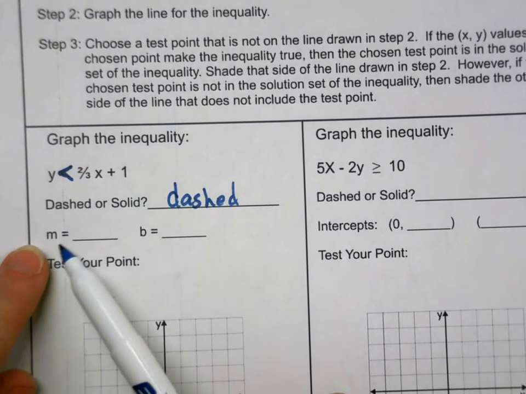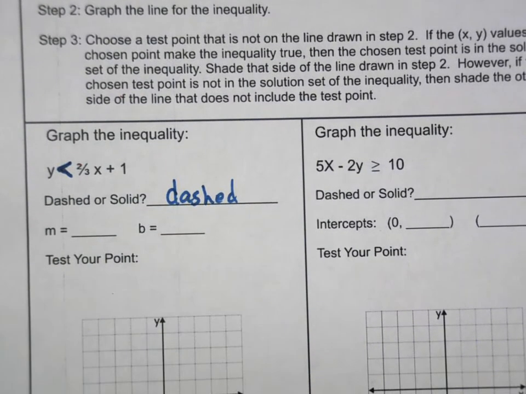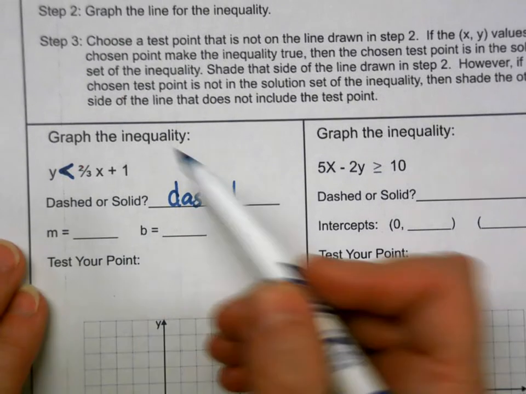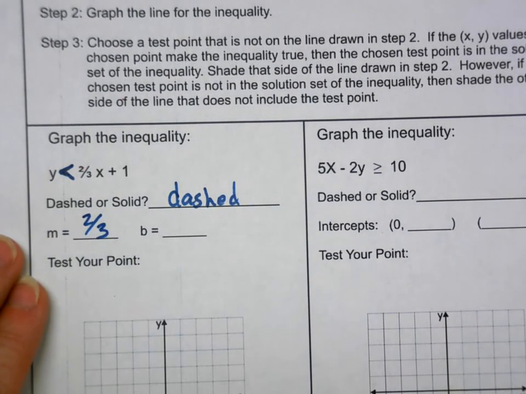So what is my slope of this? Other than the dashed or the dotted, you graph this exactly the same way as you do a linear equation to start with. 2/3. Okay, so my slope is 2/3. And what is my y-intercept? 1.